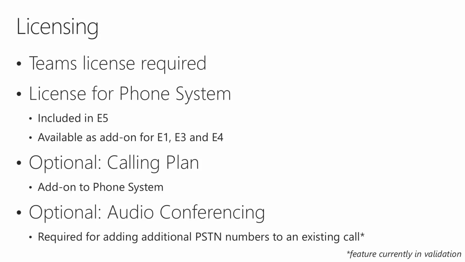Also optional is the audio conferencing license. The audio conferencing license is required if you want to add a PSTN phone number to an existing call. So you're already calling a user either from Teams to Teams or from Teams to a PSTN number, and you want to add to the same call a third user on a PSTN number. Then the user needs to have the audio conferencing license.